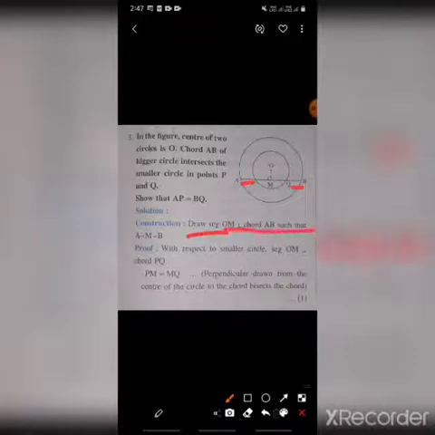Solution: draw segment OM perpendicular to AB. We have to draw OM perpendicular to AB. Proof: what we have to prove? We have to prove it with respect to the smaller circle. This one is the smaller circle. Segment OM is perpendicular to PQ.